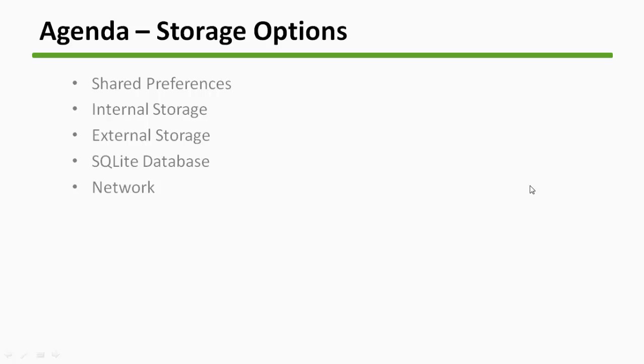So what we are going to learn is the storage options in Android. What different options do we have? We have shared preferences, internal storage, external storage, SQLite database, and network. Let's see these one by one, and what type of data we can store and where to use which storage option. We will see that in this session.